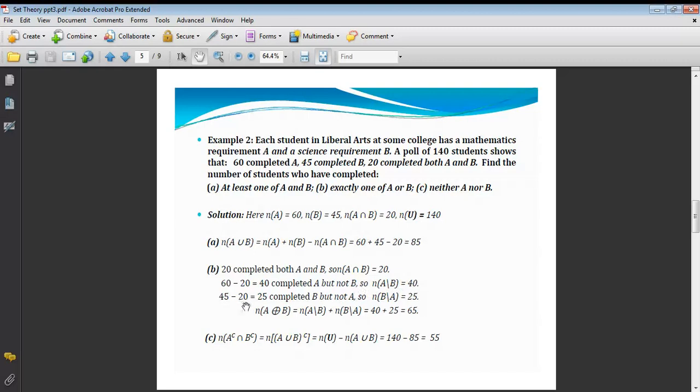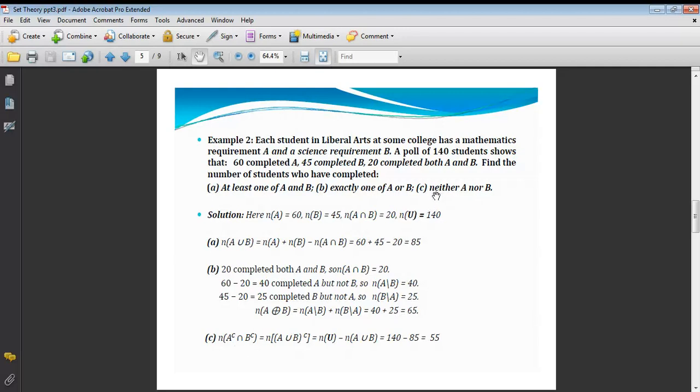That means 40. Similarly, 45 minus 20, we remove the common terms. That means 25 completed B but not A. So that is the term number of elements of B difference A, which is 25. By the rule for the number of elements in the symmetric difference, it is the number of elements in A difference B plus the number of elements in B difference A. So that is 40 plus 25, that is 65.